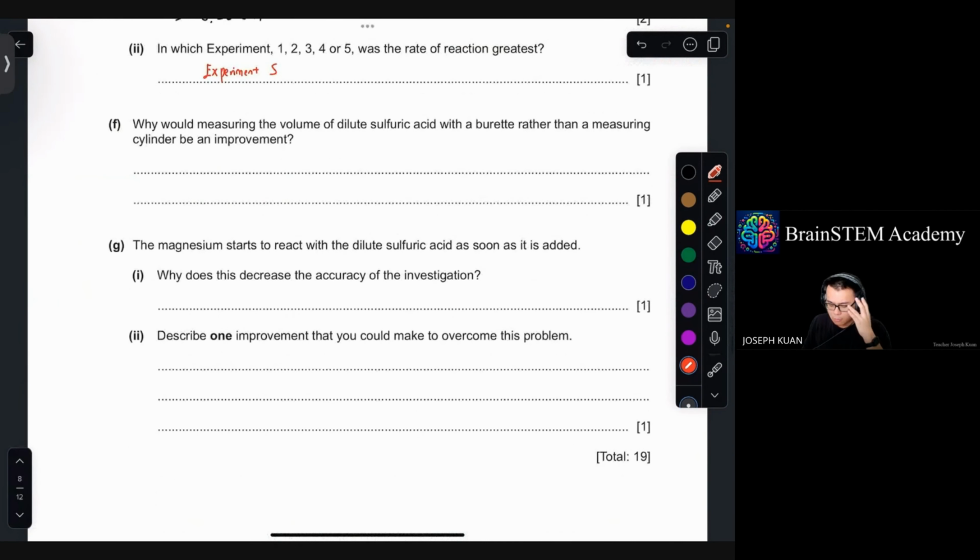setups. Moving on to F, why would measuring the volume of dilute sulfuric acid with a burette rather than a measuring cylinder be an improvement? That will be because burettes are more accurate than measuring cylinders.